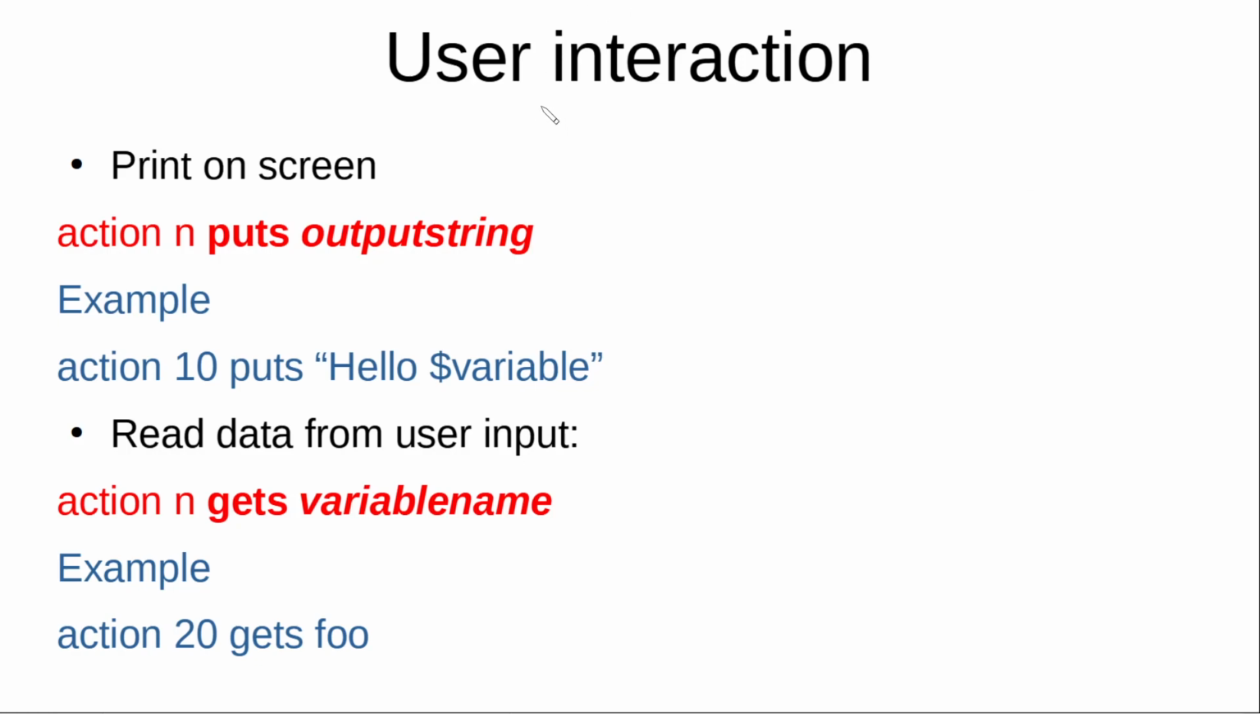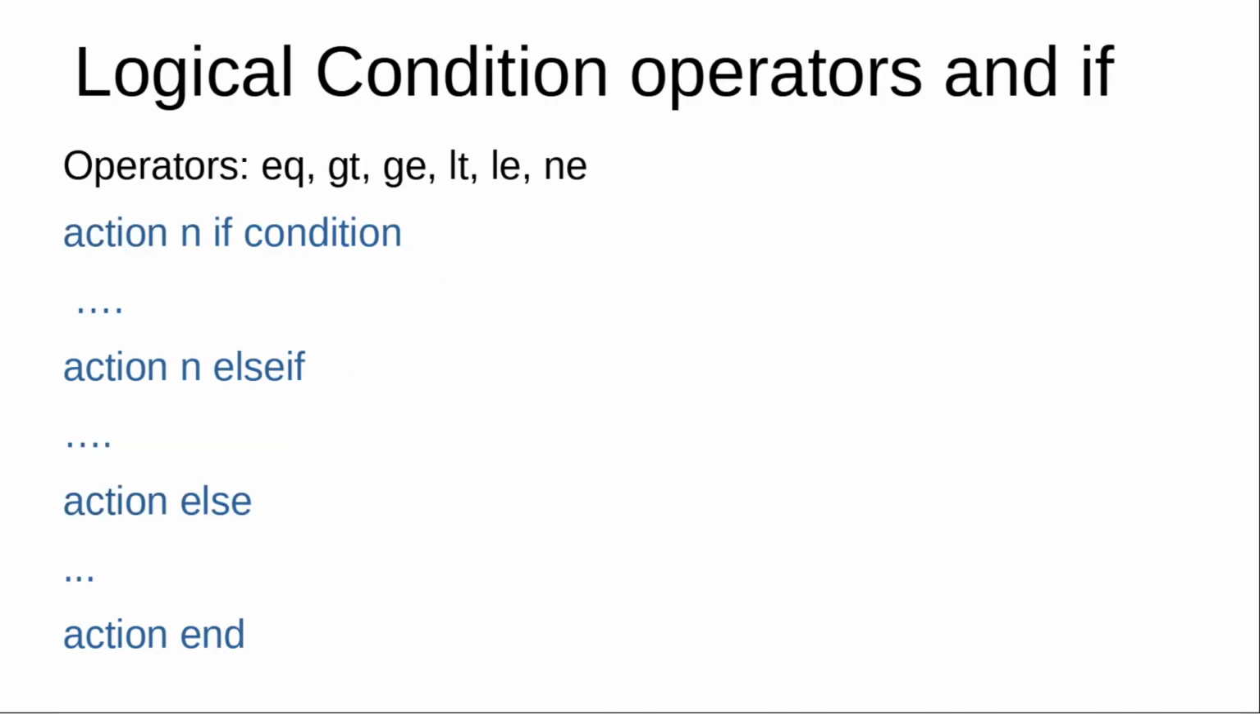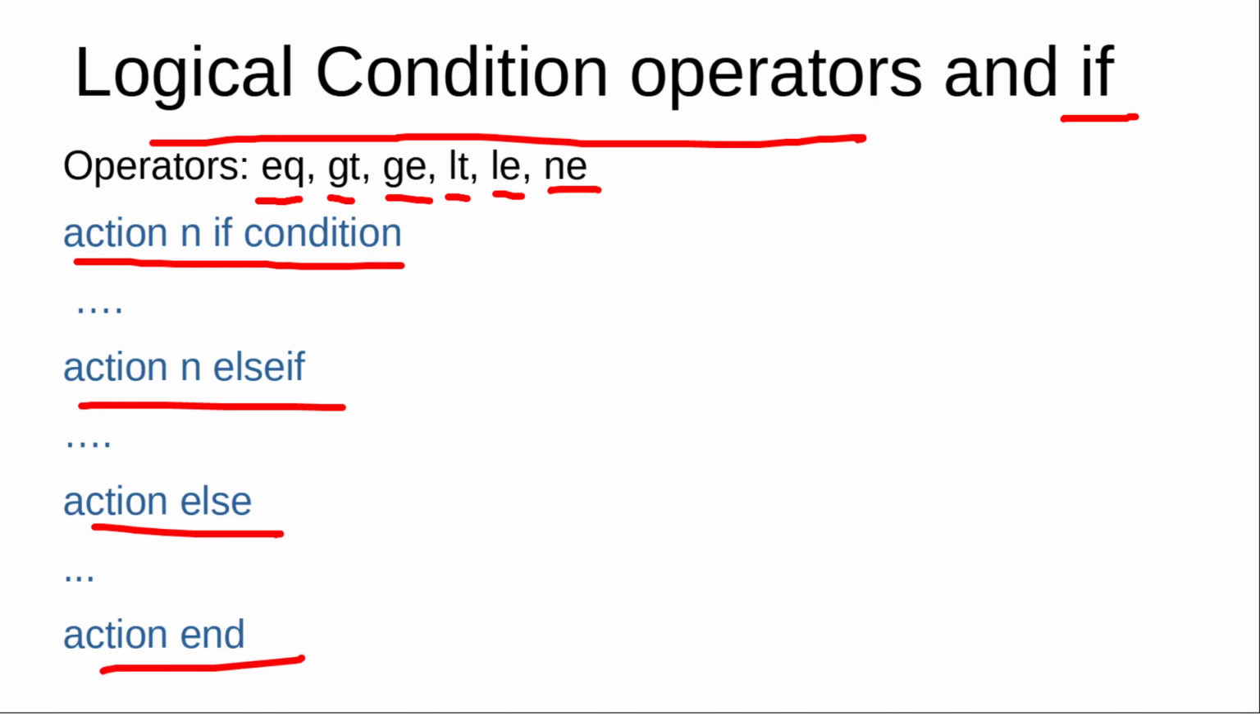You can interact with the user, sending a message to the screen or asking for user input with the gets action. You can use logical condition operators such as equal to, greater than, greater equal, lower than, lower equal, and not equal. And you can execute ifs with action if or action else if, action else, and action end.